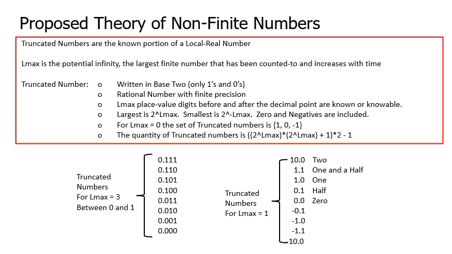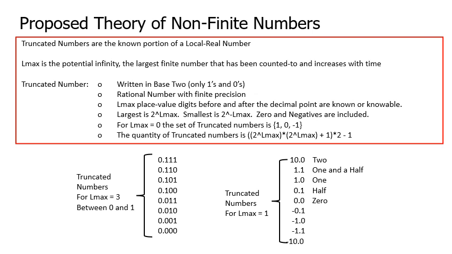Use base 2 to construct a local real number. The known portion of the local real number is a rational number that is called a truncated number. A truncated number has a maximum of potential infinity Lmax place value digits, which are limited to ones and zeros because we use base 2, both before and after the decimal point.